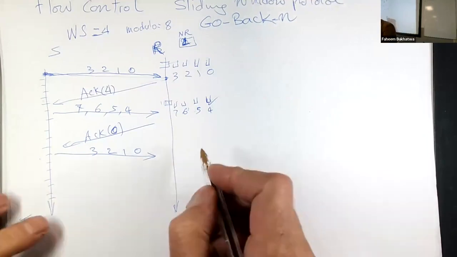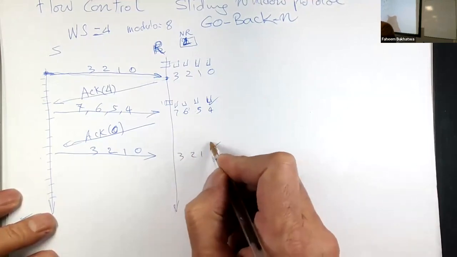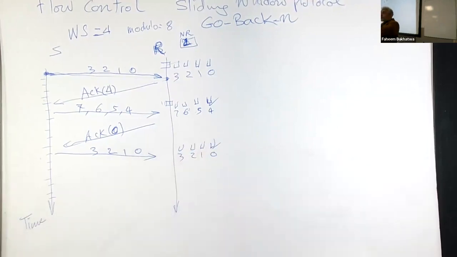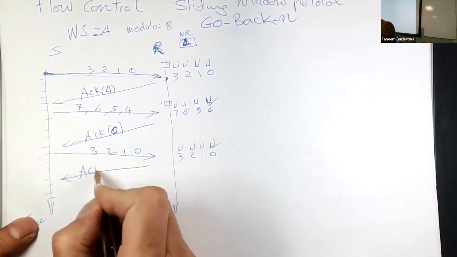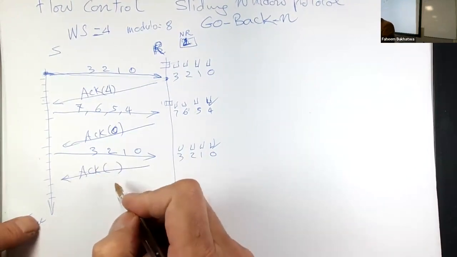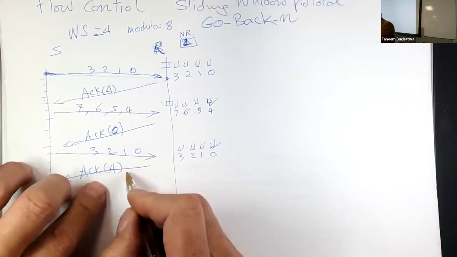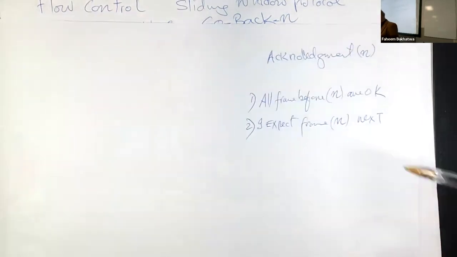What acknowledgement number? Everything is received. All these are perfect. And we sent them to the user. Don't forget to say they are good frames, send to the user. And send back acknowledgement. What acknowledgement number will the receiver send this time? 4. That means, what does acknowledgement 4 mean? What does it mean? It means two things.